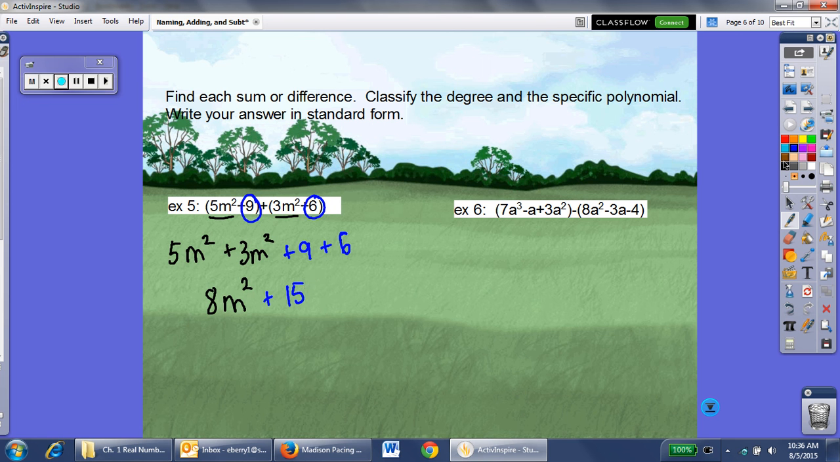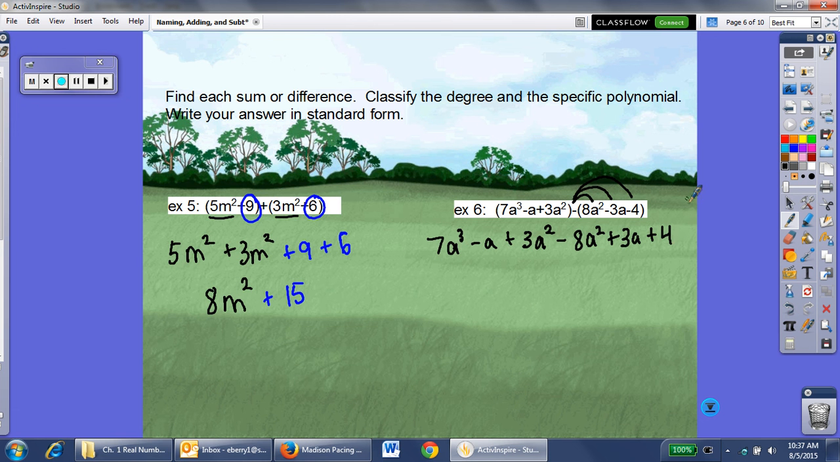Now looking at example 6, in this case we need to subtract these 2 trinomials. With subtraction, we actually need to distribute this negative sign first and then combine the like terms. It's a little different than when it has a plus sign between. So let's rewrite it. 7a to the third minus a plus 3a squared. That's the first trinomial. Now distributing this negative sign, we have negative 8a squared plus 3a, because a negative times negative is positive, and plus 4.